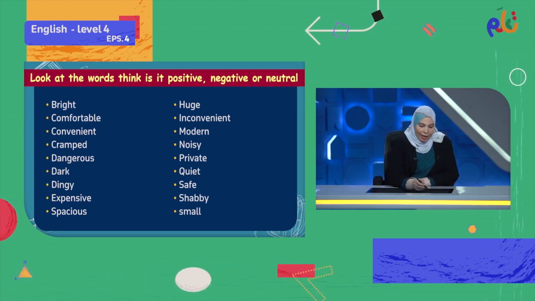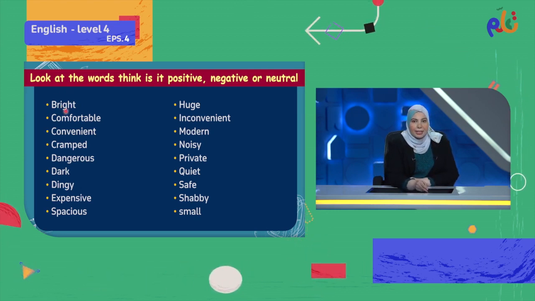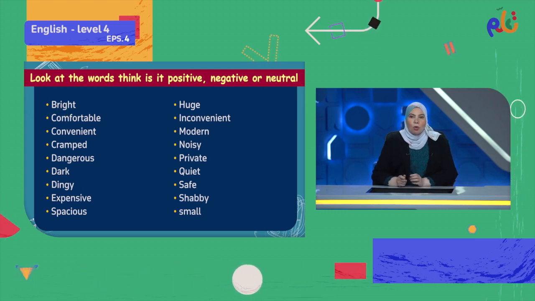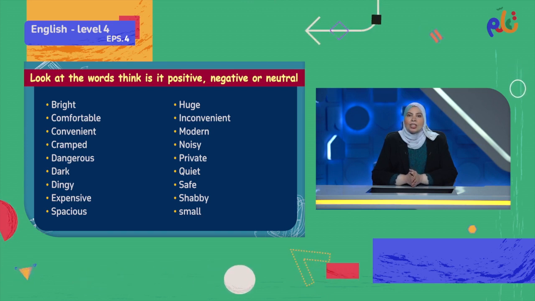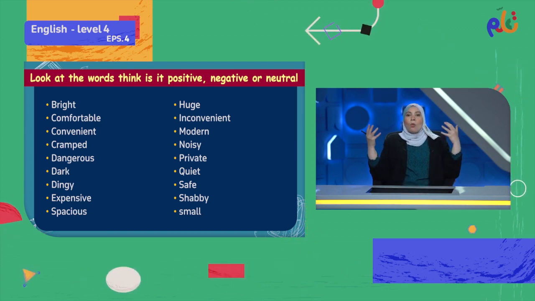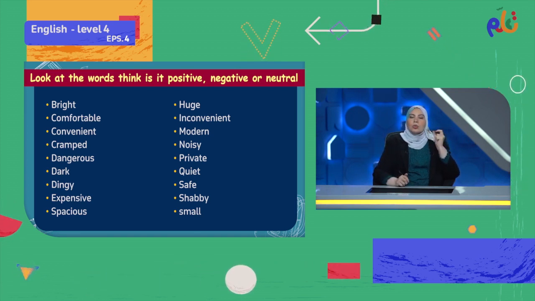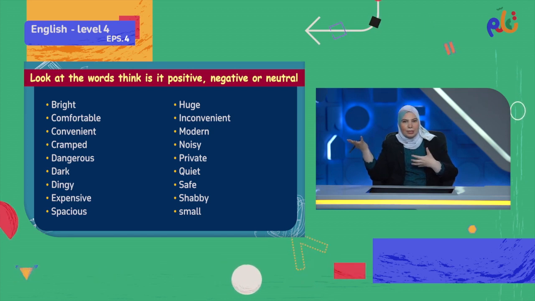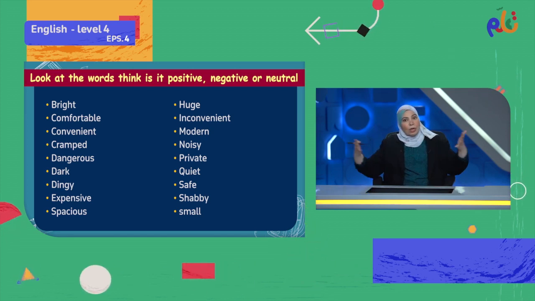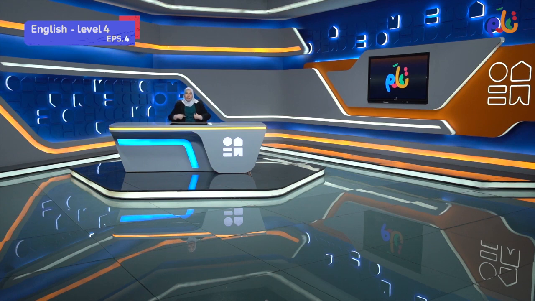So the first one we have is bright. Bright is an adjective that describes a room which is full of light. And usually when we say bright, we're talking about natural light, so we're talking about sunlight, which means it has big windows so the sun can come inside. So that's how we describe it as bright.